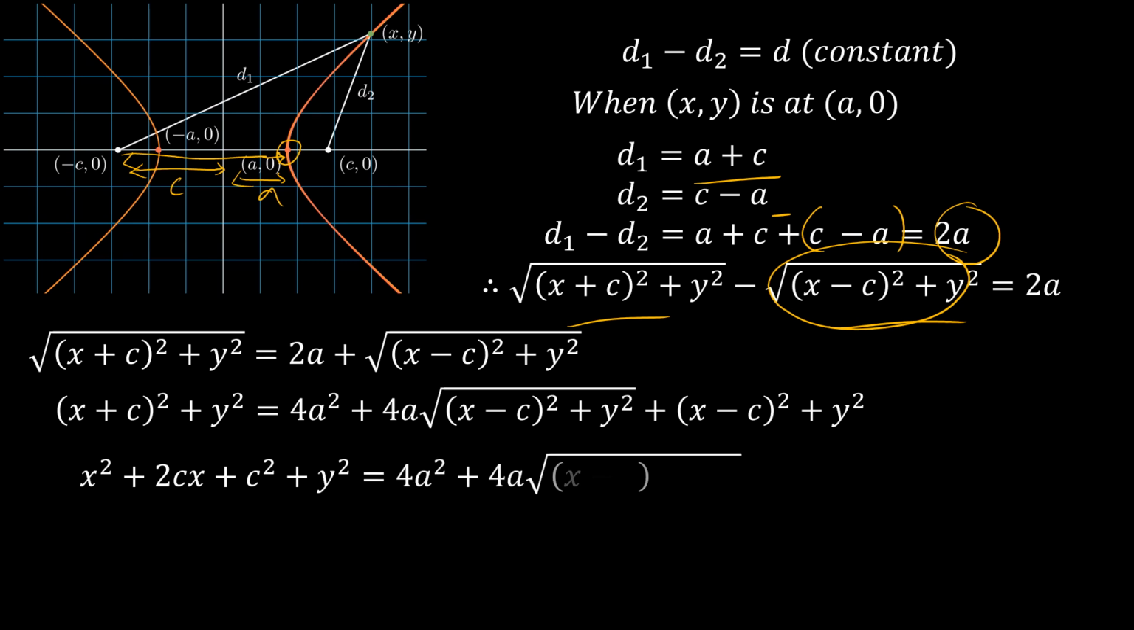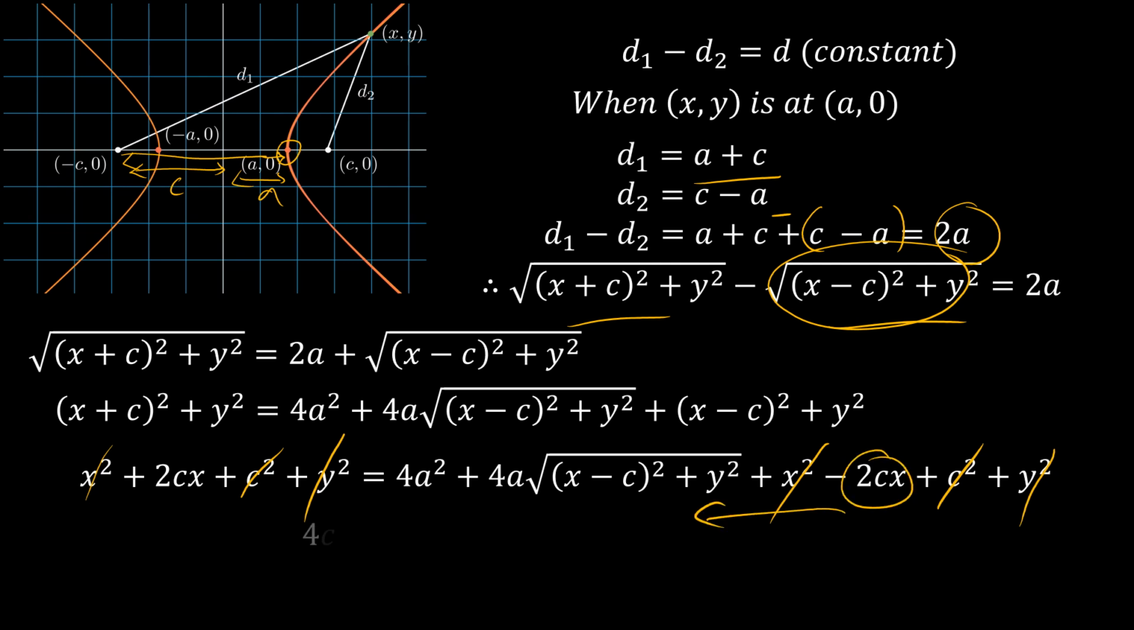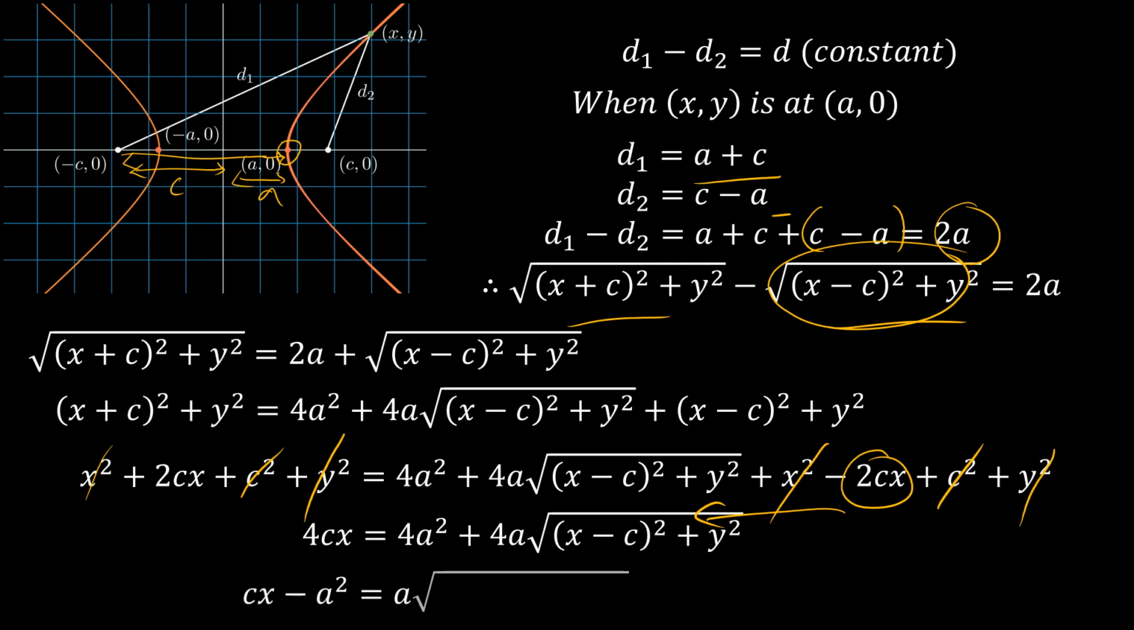We see that sometimes they're going to cancel one another, like this and that will cancel, this and that will cancel, and then let's see, this c squared will cancel. Then we can take this onto the left hand side by adding both sides, and so we have 4cx is equal to 4a squared plus 4a times the square root of x minus c squared plus y squared. And so cx minus a squared, after dividing by 4, is equal to a times the square root of x minus c squared plus y squared.